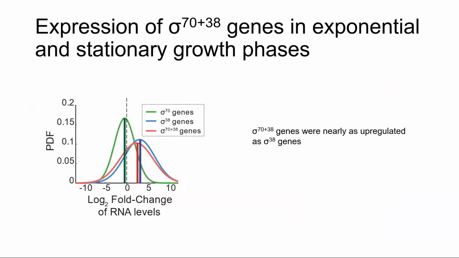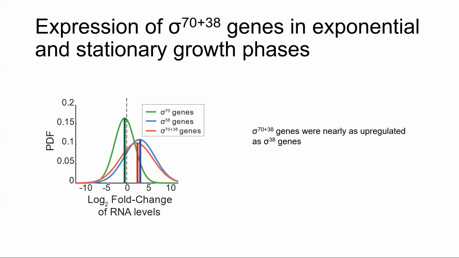We then investigated the genome-wide gene expression levels when cells transition to stationary. Here are the distributions of single gene expression. Let's focus on the mean value of distributions, which are represented by the vertical bars. There is an increase in the expression of sigma 38 genes, as we can see in the vertical blue line, which is approximately 3. Also, we can see a downregulation of the expression of sigma 70 genes.